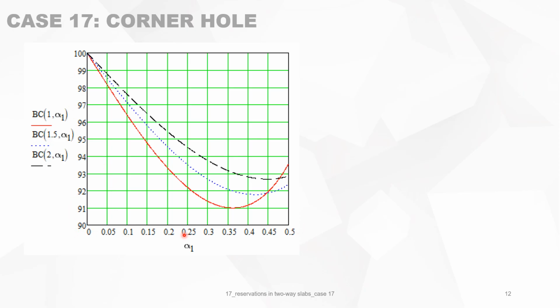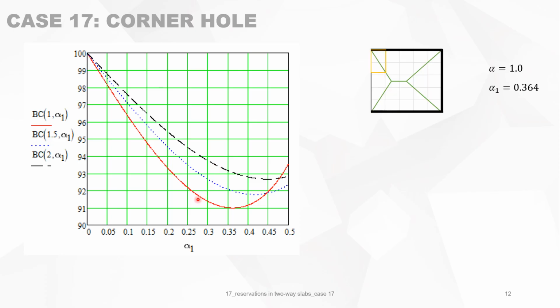And alpha 1, we vary between 0 and 0.5, because otherwise it's not a case 17 problem anymore. And on the y-axis, the bearing capacity, and we do that for different values of alpha. So the total range is between 1 and 2. And this is the total range between the black curve and the red one.